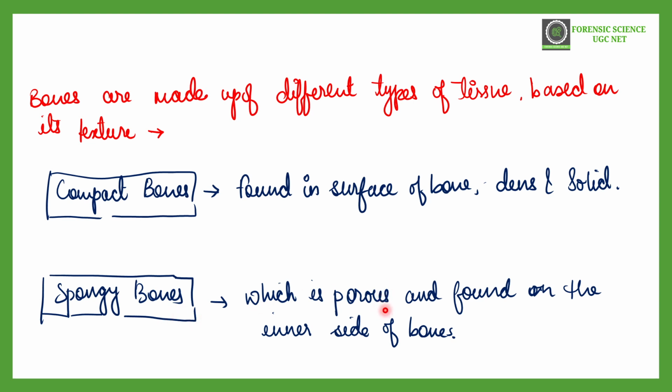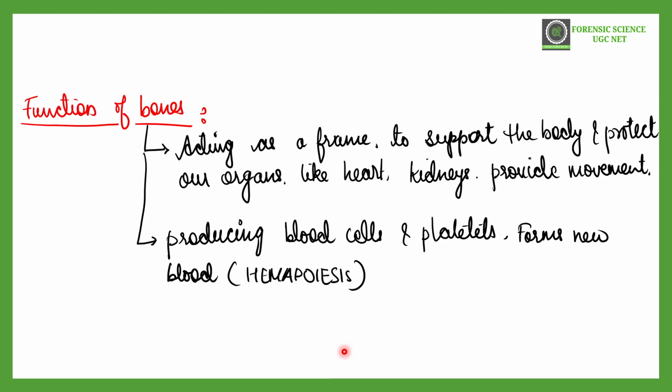Coming to the spongy bones, they have pores. So these are porous in nature and found on the inner side of bones. The inner area of bones is known as spongy bone. So here we have compact bones and spongy bones.